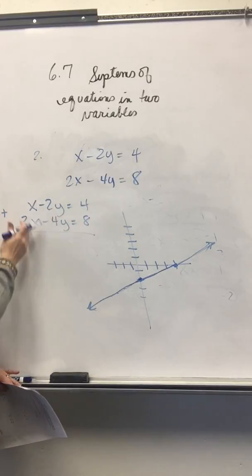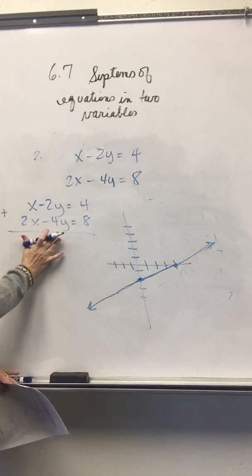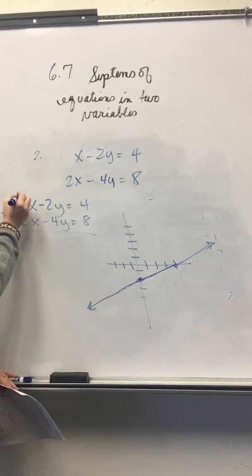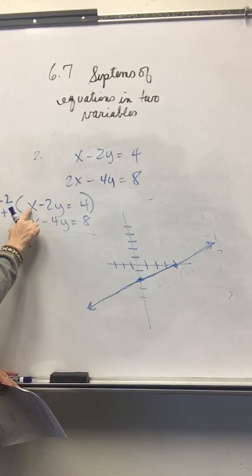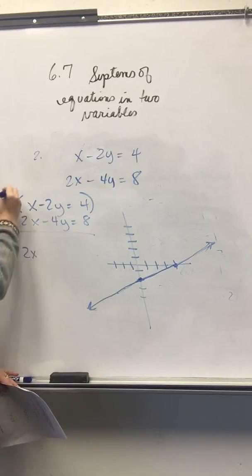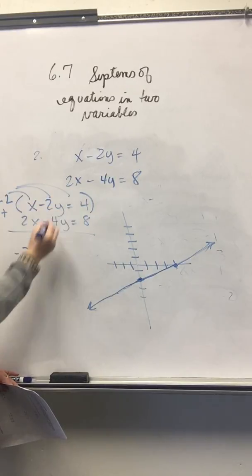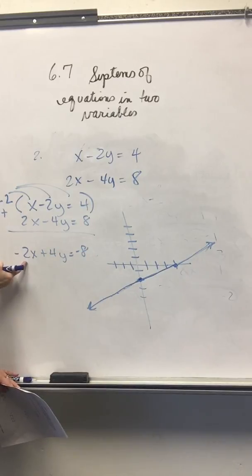For the elimination method, or addition method, I want these to add so that either the x's cancel or the y's cancel. As it sits now, nothing cancels, but if I were to multiply this top equation by -2, -2 times x would make these opposites. So I'll have to distribute it to every term, and that's equivalent to this.